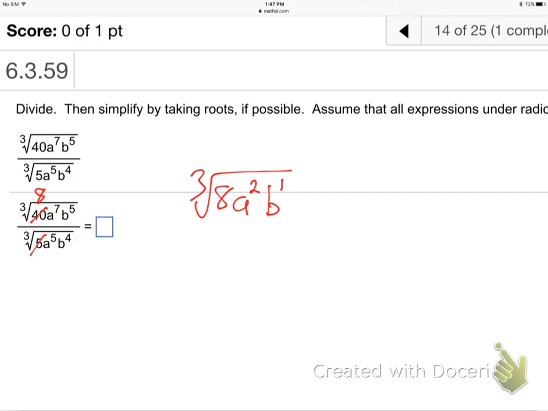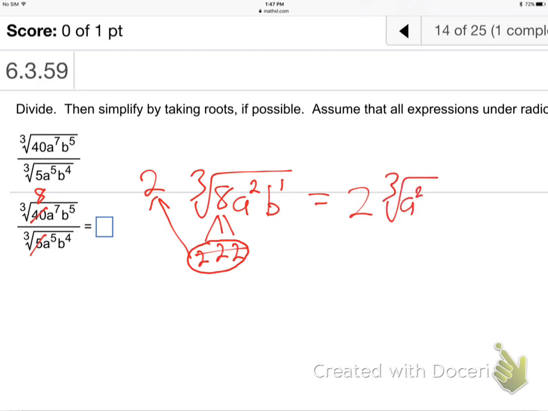Good so far. And now we can do something with that 8. That 8 is 2 times 2 times 2, or 2 times 4. And 3 2's in, it's a 3-for-1 deal. 3 in the hook, 3-for-1 deal. 1, 2 out. They're gone. So 2 on the outside. What's left on the inside? A squared b. And they can't come out because there's not 3 of them. No, there's not 3 A's. There's not 3 B's.